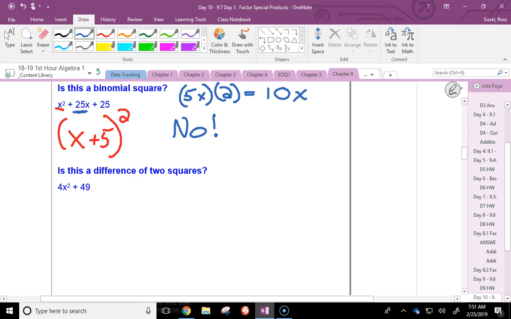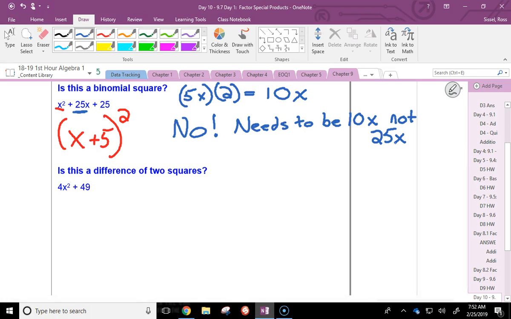This cannot, it should have been, needs to be 10x, not 25x. Now, does that ever happen in real life? Absolutely. We'll get equations that we cannot factor down to the binomial square. We'll leave it like this.